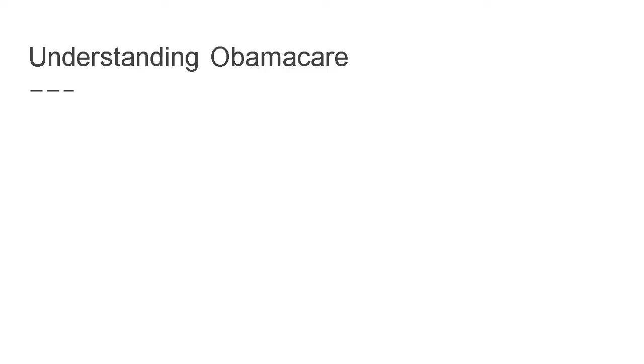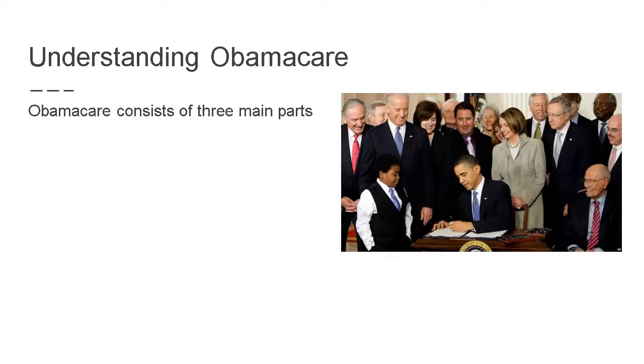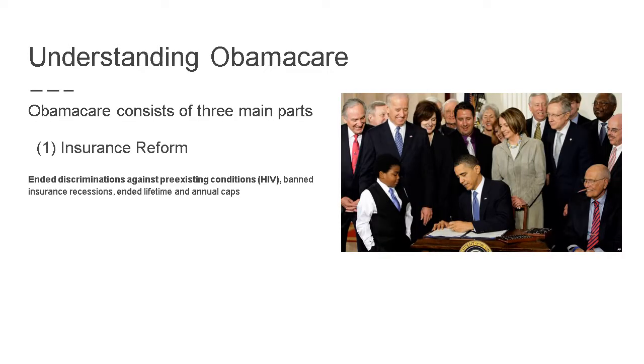Obamacare can be a particularly difficult law to understand, and the best way to break down this policy is into three parts, beginning with insurance reform. Insurance reform ended discrimination against those with pre-existing conditions, which was a major win for those who were HIV positive. Prior to this, insurance companies could either deny individuals coverage based on pre-existing conditions or simply charge them significantly more. This happened often to those who were HIV positive.